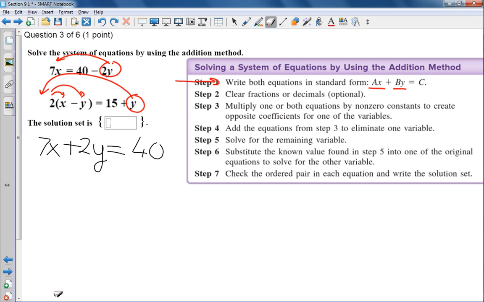Okay? Are we good? I'm doing these steps quickly, but are you okay? Let me know. Don't be shy. Raise your hand and ask me, how did you get that 2y? I just added 2y to both sides.